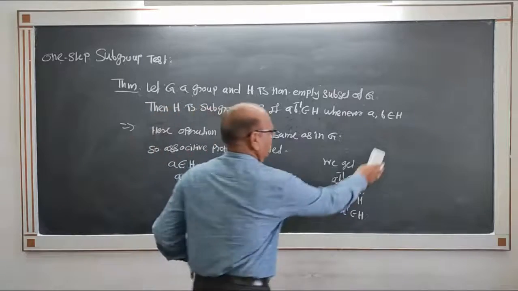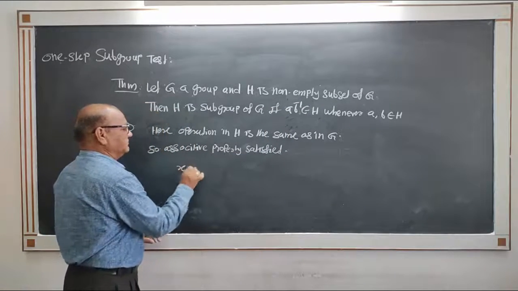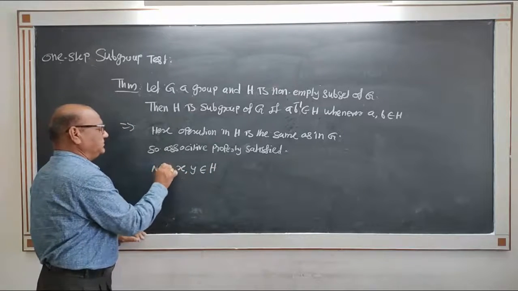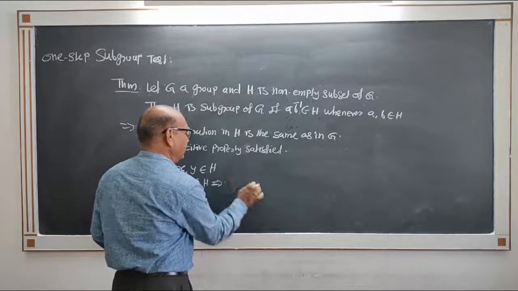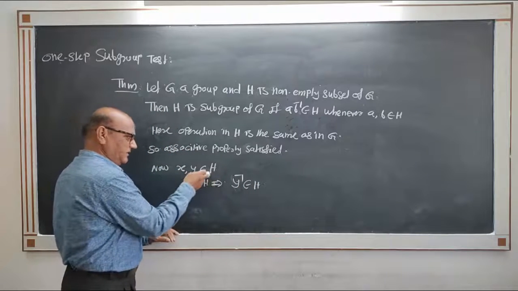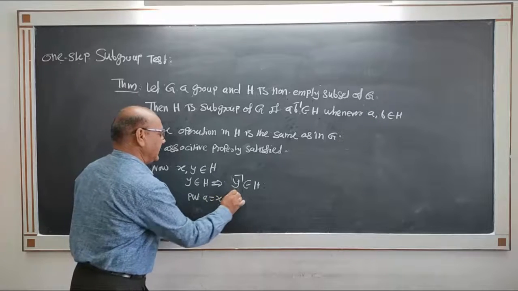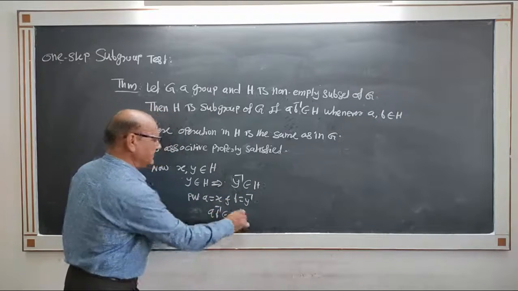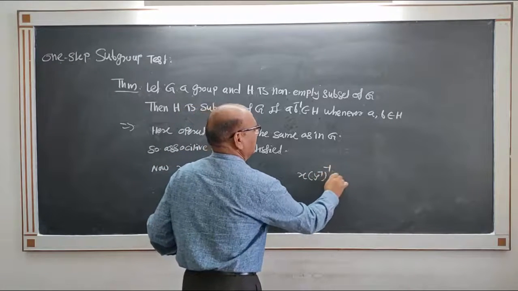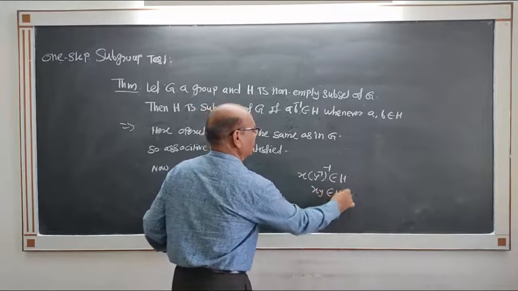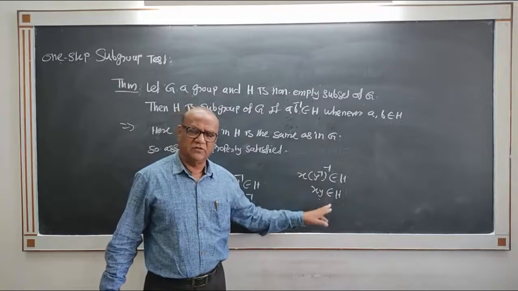Now, the last property, the closure property. To show closure, take X, Y belonging to H. Here Y belongs to H, which implies by the above inverse property that Y inverse belongs to H. Again X belongs to H and Y inverse belongs to H. Put A equal to X and B equal to Y inverse, then A B inverse belongs to H. This gives the inverse of the inverse, that means X Y belongs to H. Here X, Y belong to S, and this gives X Y belongs to S. That means the closure property is satisfied, and so H is a group.